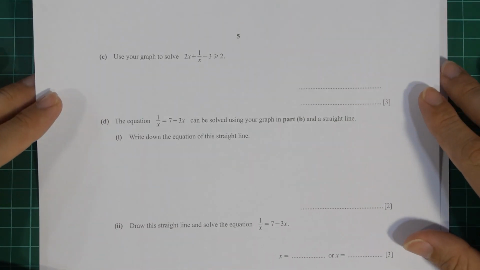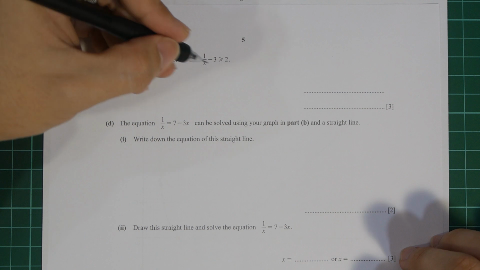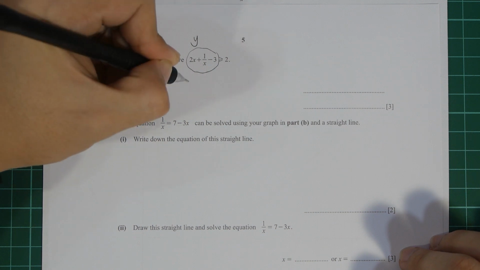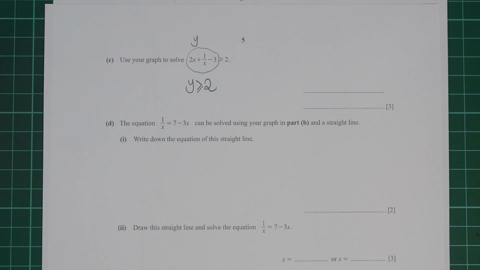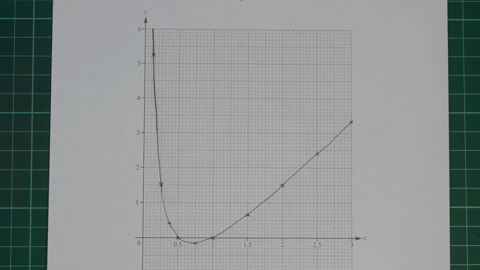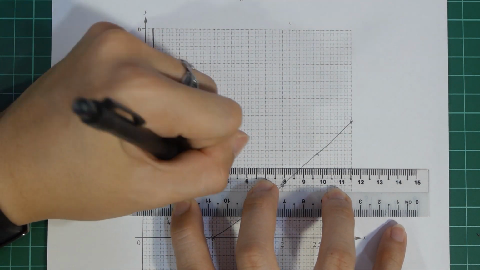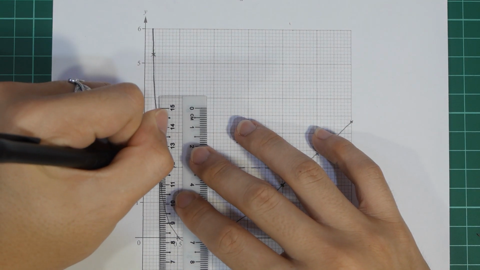So from the first question, part C, use your graph to solve the equation more than or equal to 2. Whenever it comes to this type of question, you must always compare it to the original equation given by the question. So from here, we can immediately know that it is trying to show you that y is more than or equal to 2. So simply draw a line from the point where y is more than or equal to 2. You will see there will be 2 intersection points, and these 2 will be the answer.